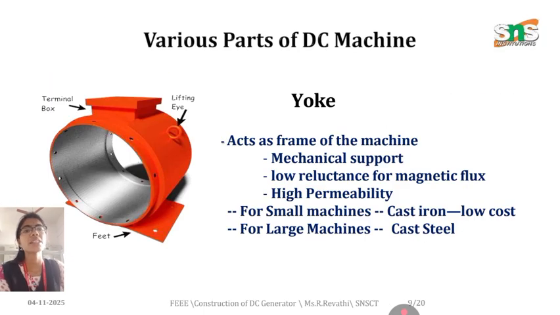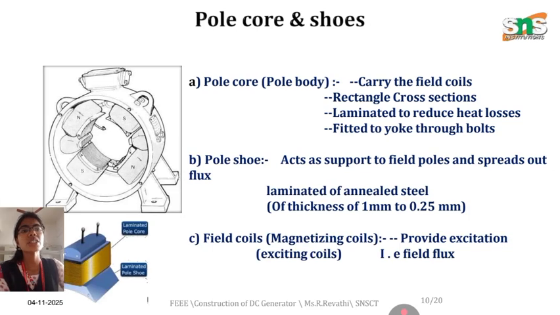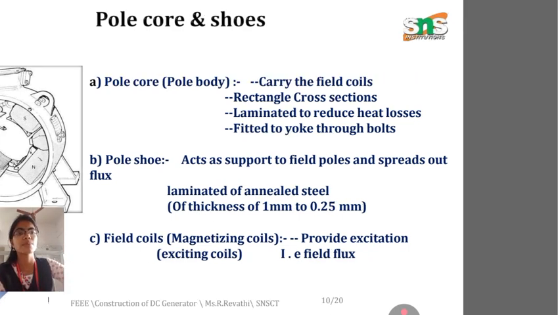So, various parts of DC machines: the yoke acts as the frame of the machine, providing mechanical support. For small machines, cast iron is used; for larger machines, cast steel is used. Pole shoes are laminated to reduce heat losses, fitted to the yoke through bolts, and act as supports to the field poles and spread out the flux. Field coils are magnetizing coils, excited coils, provided excitation, that is, EMF induced in the field fluxes. The pole core carries the field coils and has a rectangular cross-sectional area.